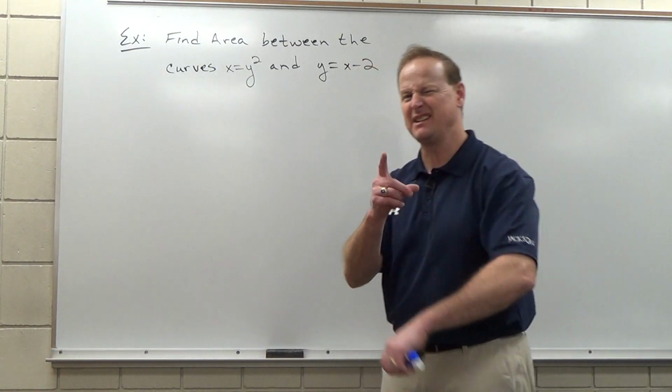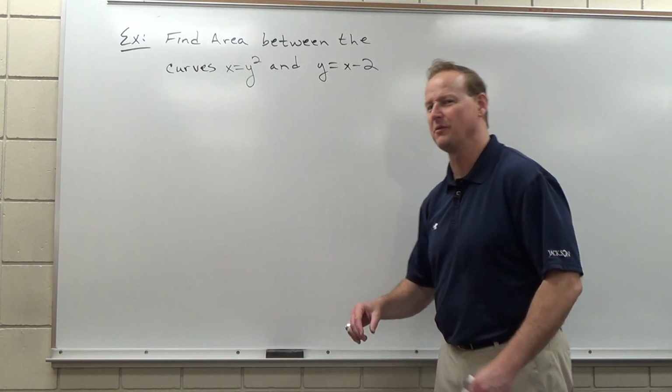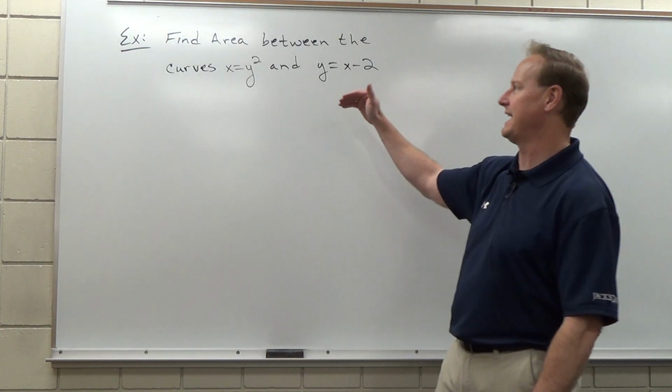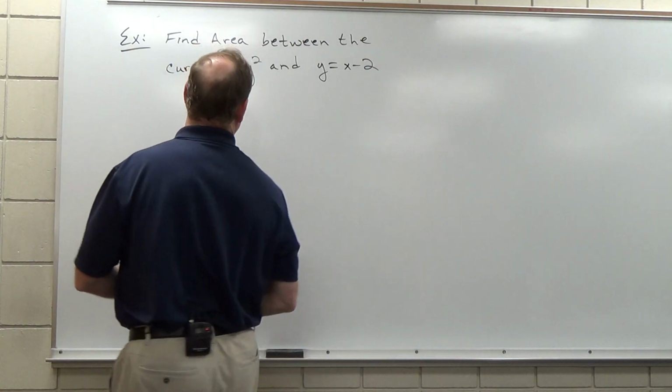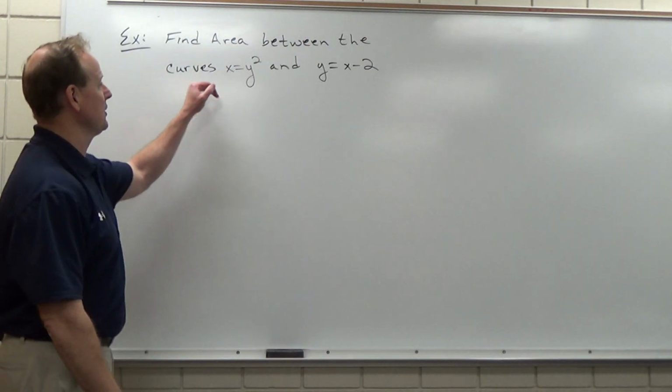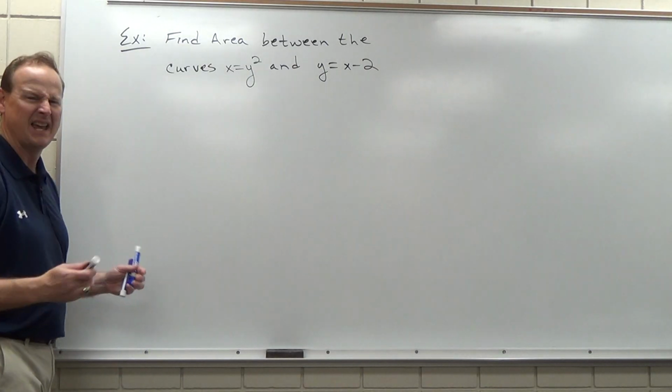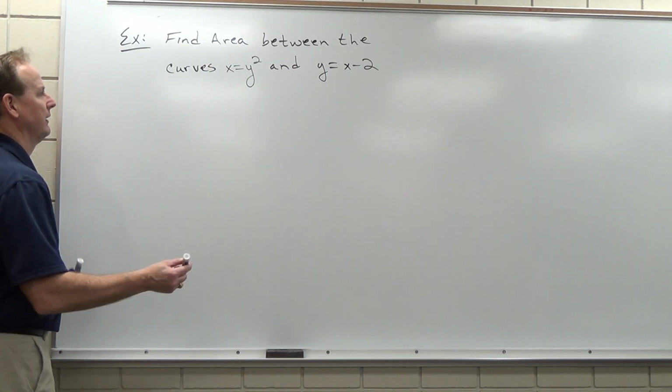But, you know, I might just have time for one more example for you before I go. I think I'll still catch my flight. So let's look at this plane region by finding the area between the curves x equals y squared and y equals x minus 2. Now I'm going to draw my picture a little bit bigger.